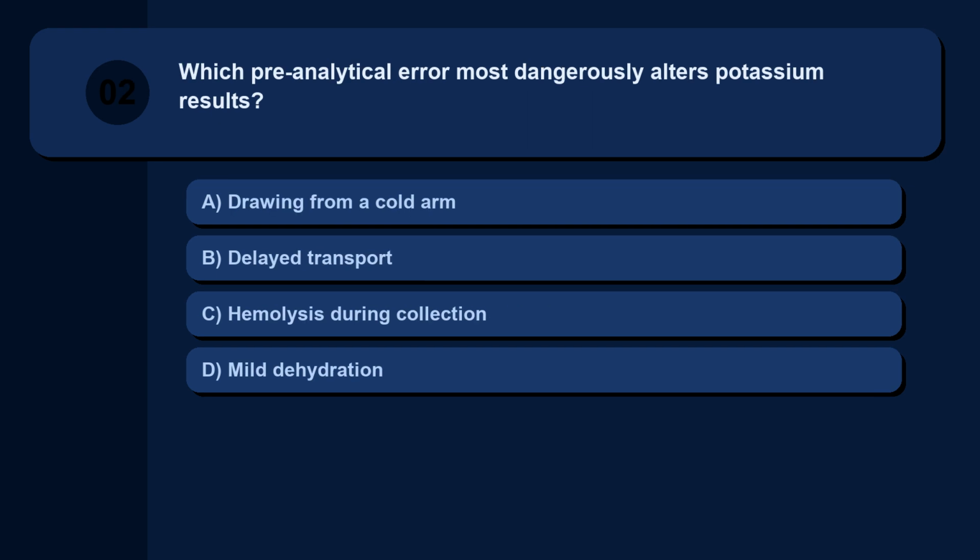Question 2. Which pre-analytical error most dangerously alters potassium results? Drawing from a cold arm. Delayed transport. Hemolysis during collection. Mild dehydration.